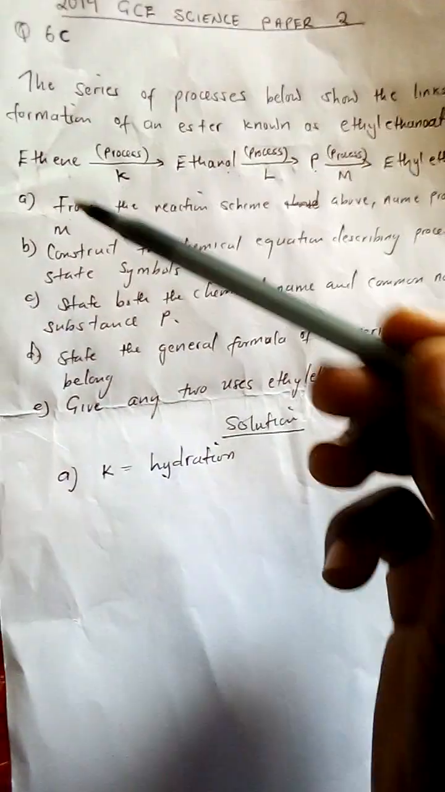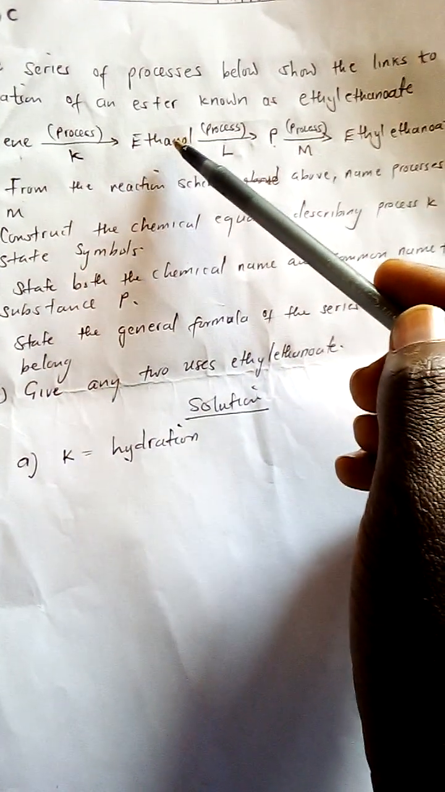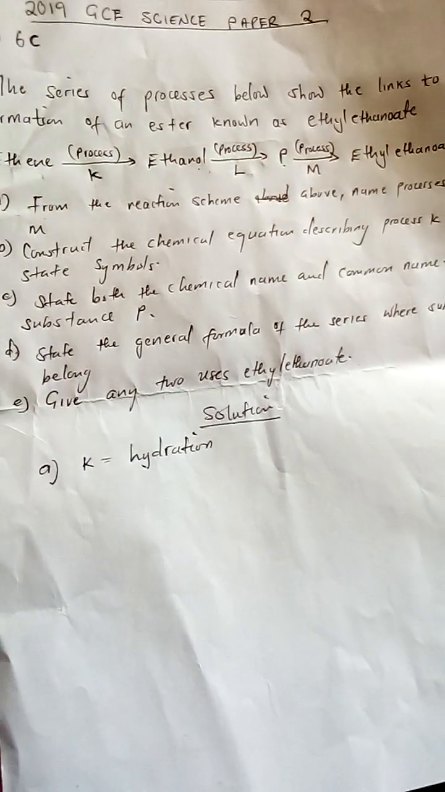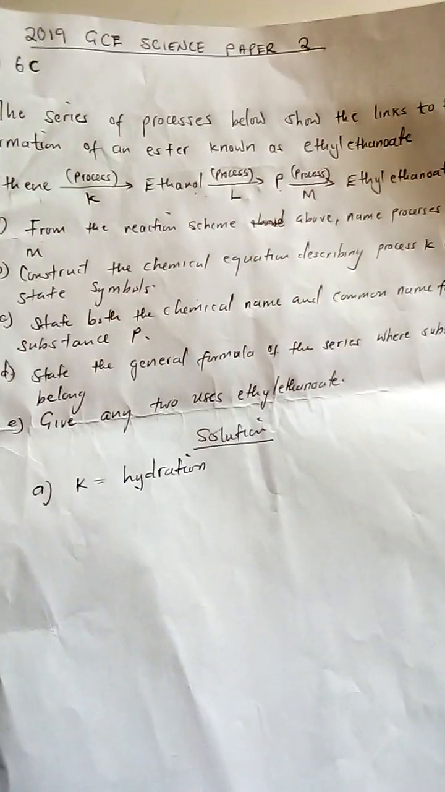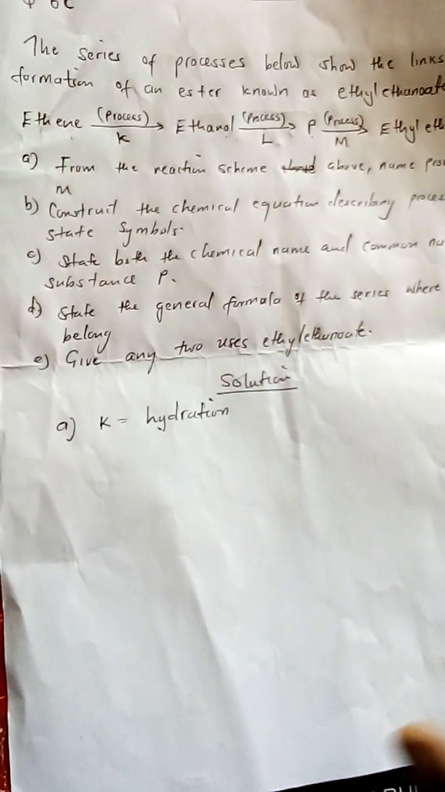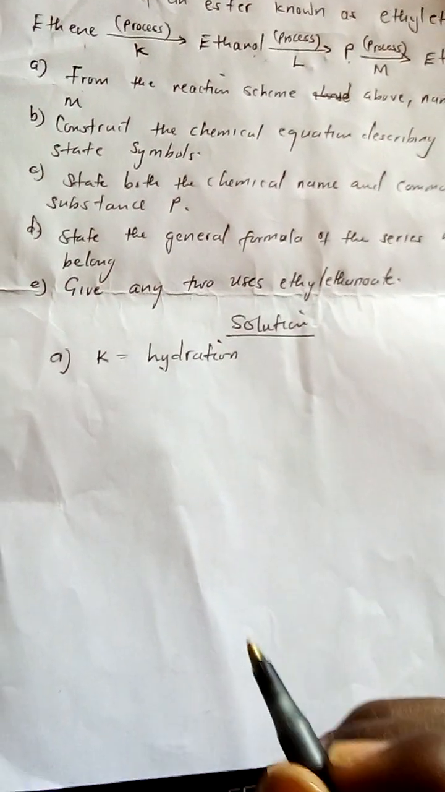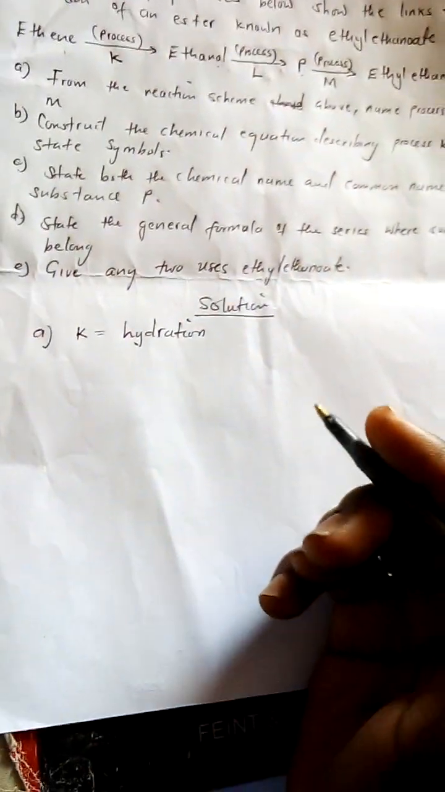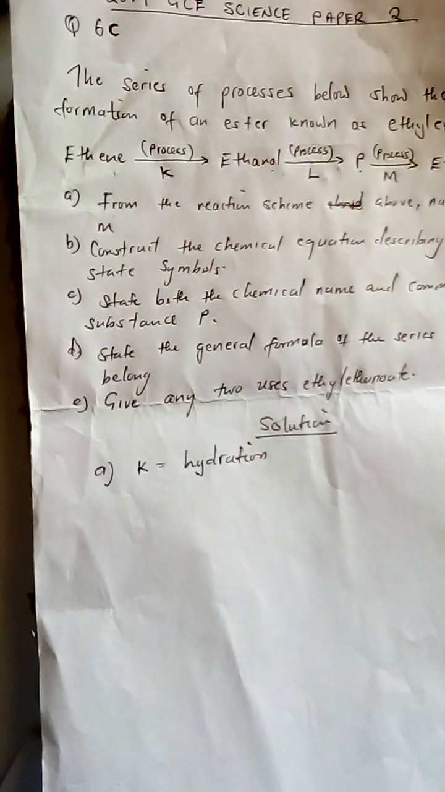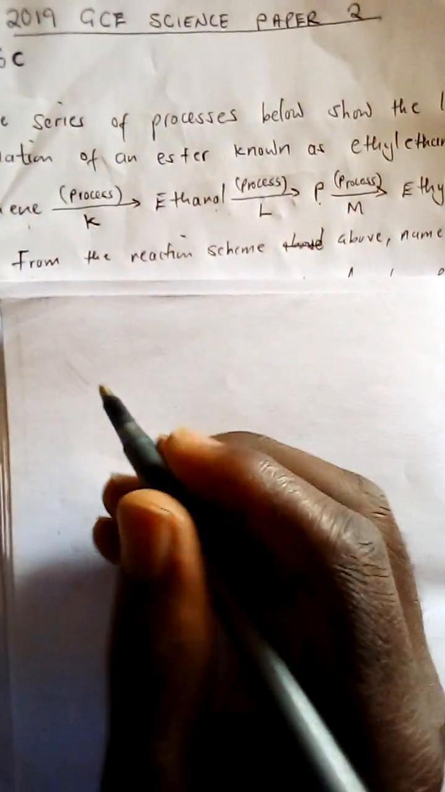So what happens is when ethene reacts, there is a process which is hydration. With hydration, what should come into your mind is that we are adding water to a substance. What substance are we adding water to? We are adding water to a substance called ethene. So this is what normally happens. I'm going to write the chemical reaction here.